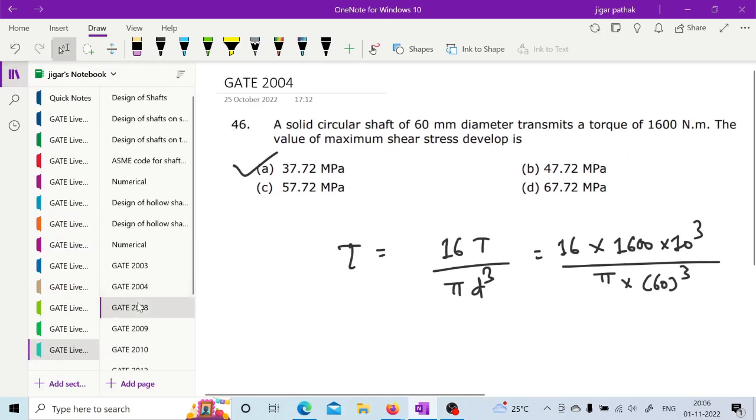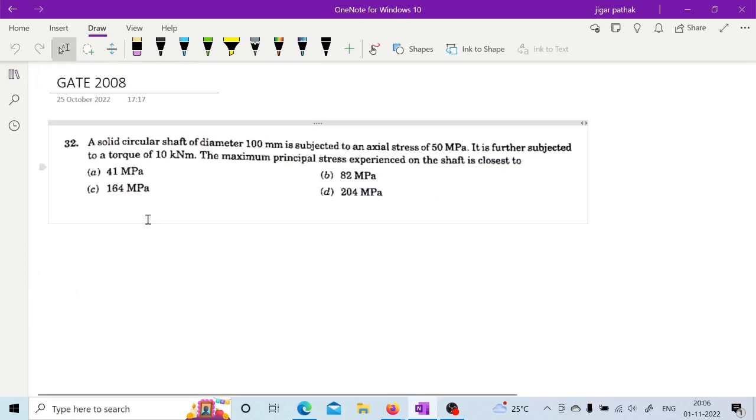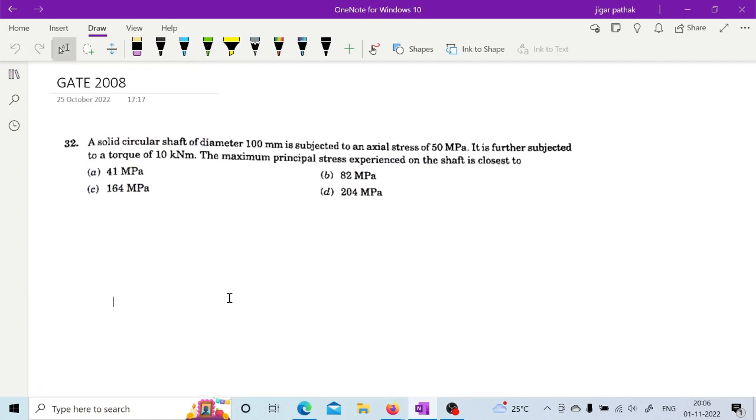The next is a solid circular shaft of diameter 100 mm subjected to an axial stress of 50 megapascal. It is further subjected to a torque of 10 kilonewton meter. Now the maximum principal stress experienced on the shaft is close to. So can you calculate this?